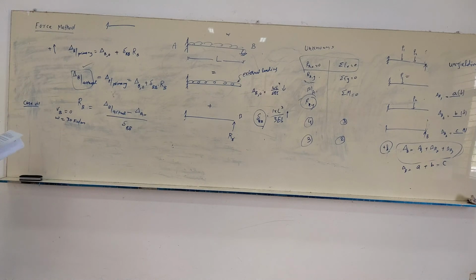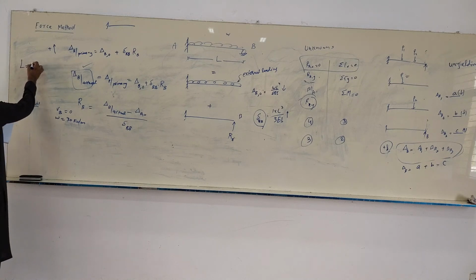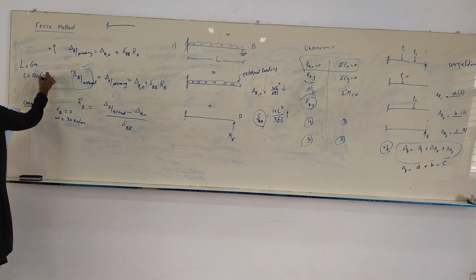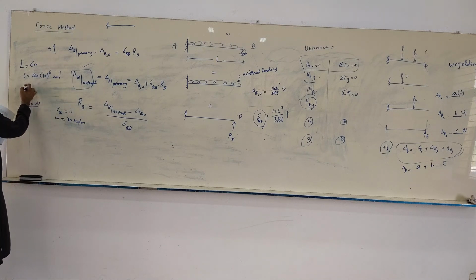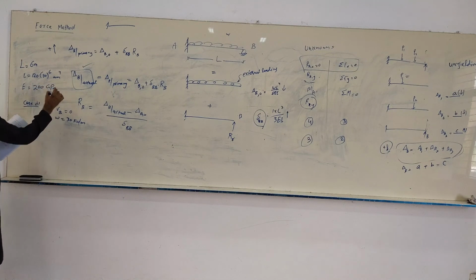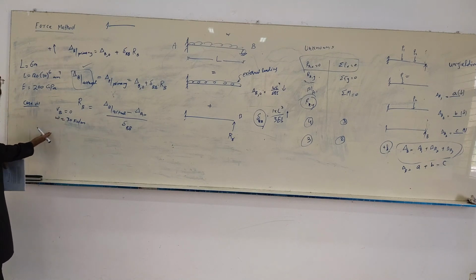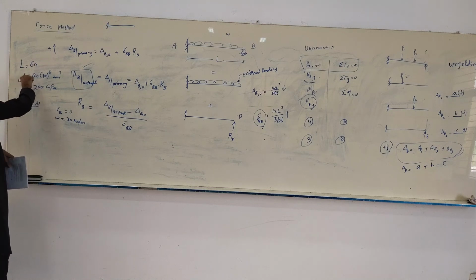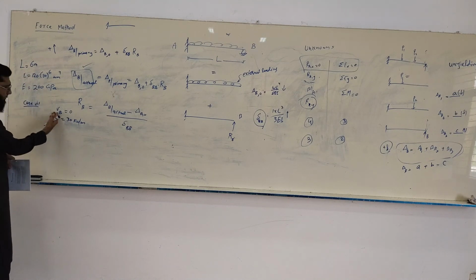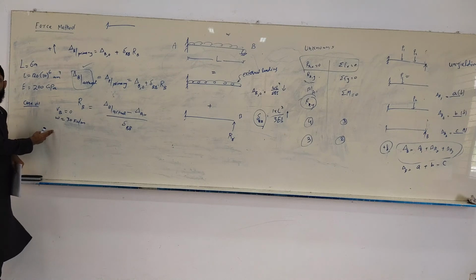In that case, let's say the L value is 6 meter, the I value is 120 into 10 raised to the power 6 millimeter raised to the power 4, and the E value is 200 gigapascal. Let's take some values to make it easy to imagine, okay? So with these parameters given, these are the constants for all cases we are going to discuss, but what I have written over here are the variables we are going to consider, okay?